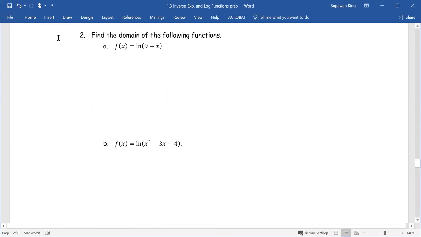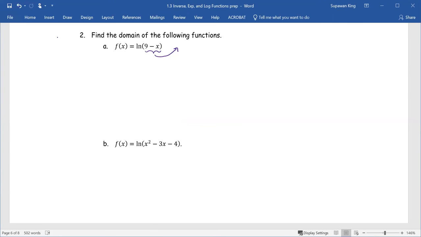Next, find the domain of the following functions. The domain of the natural log. The log function is defined if the expression inside the log is strictly greater than 0. So 9 minus x strictly greater than 0. Therefore, x is less than 9. The domain of this function is the interval negative infinity to 9.